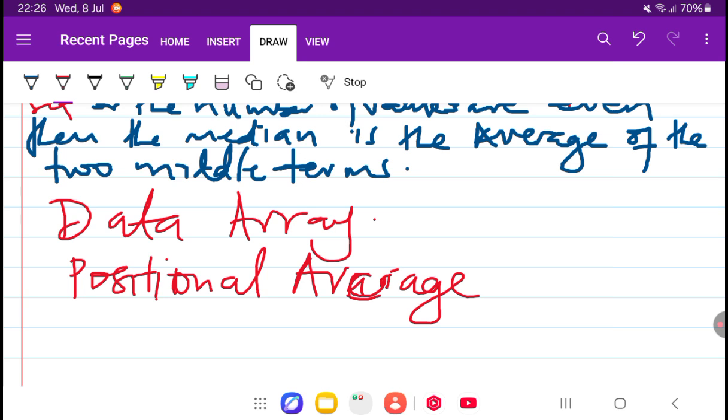But of course, we shall see that when we are dealing with a data set that is a little bit bigger, we can involve a formula. But if you are looking at something small, we can just arrange the data set, then we look at what is in the middle. So let's look at an example before we start introducing the formulas.